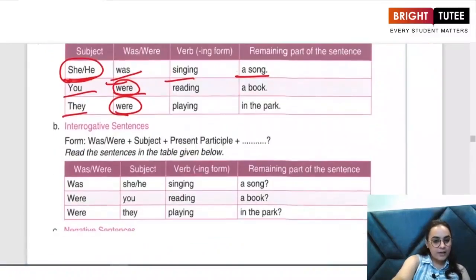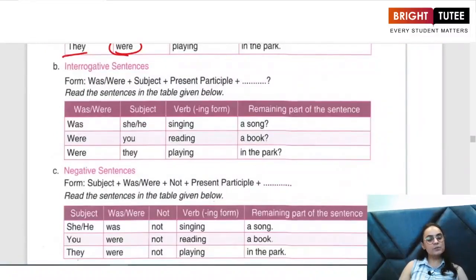Now let us look at the other types of sentences, which are the interrogative sentences. Interrogative sentences, as we all know, are those which always ask a question, and an interrogative sentence will always begin with a helping verb. So, was or were plus the subject plus the ing form of the verb. So, the usage of was and were remains the same. If my subject is singular, I use was. If my subject is plural, I use were.